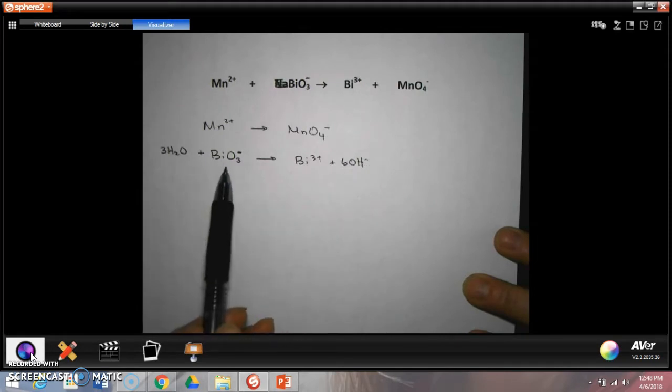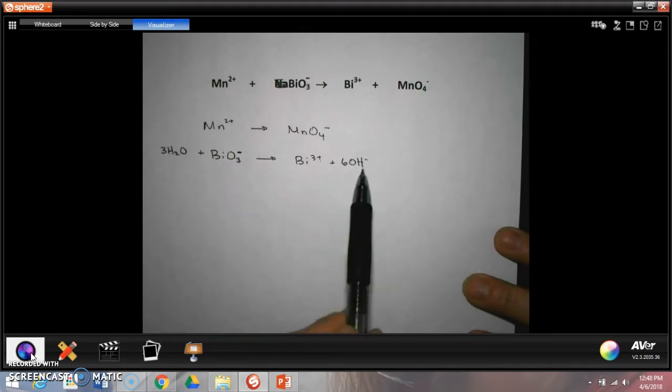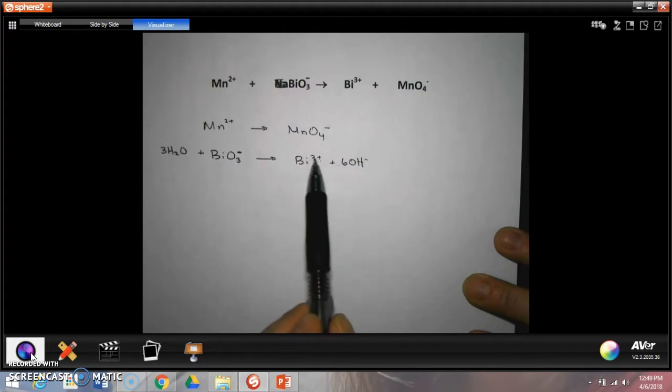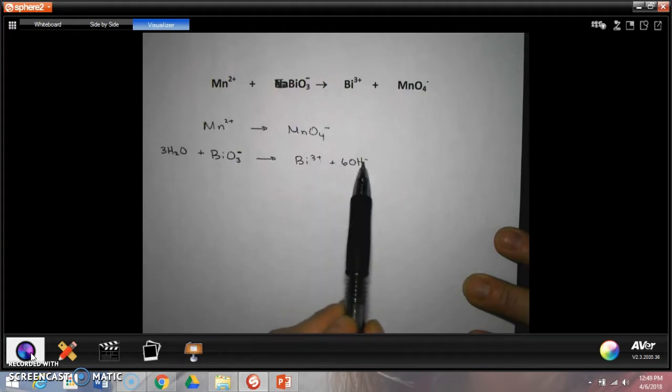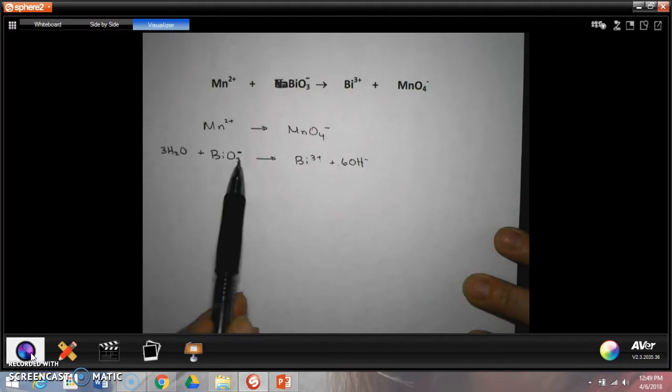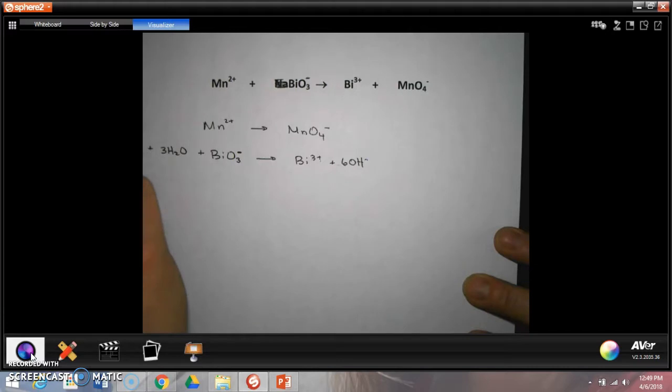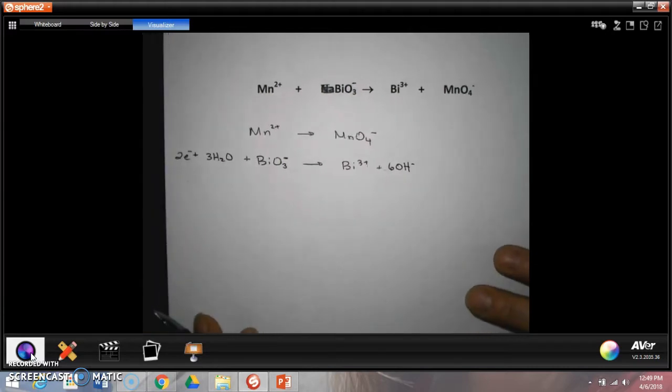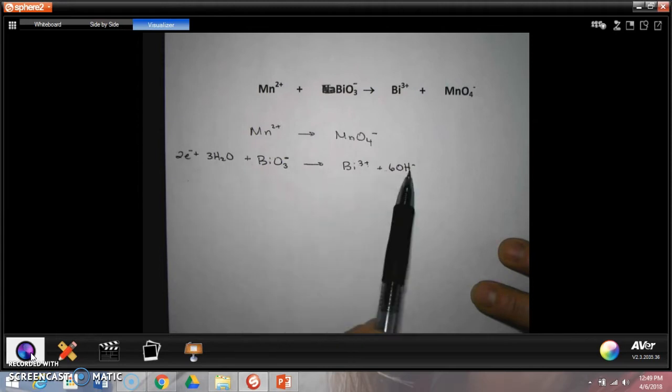Now let's take a look at charge. I've got a total charge of -3 here, and a total charge of -1 here. So I need to add 2 electrons to this side. I wrote too far to the left a little. Now charge balances out, atoms balance out, everything's good.